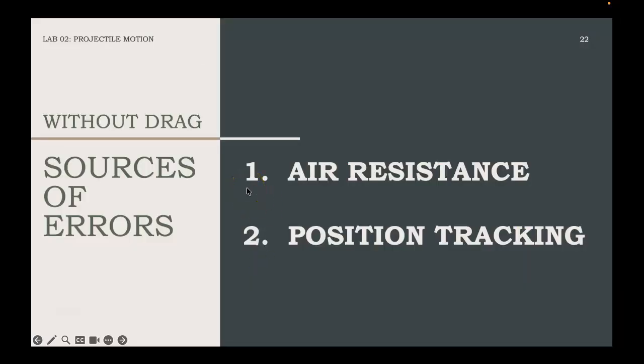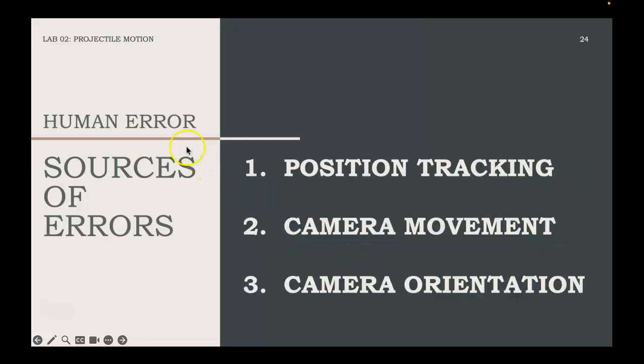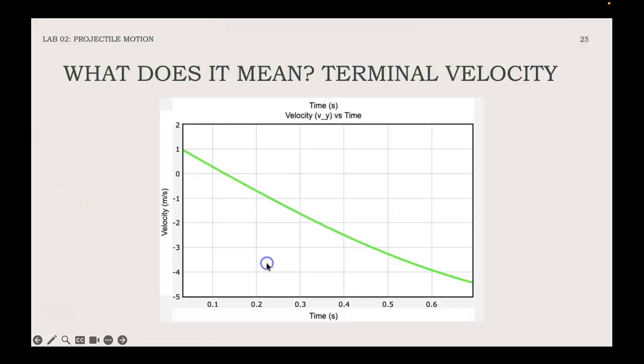So without drag, the sources of error would be air resistance and then position tracking, which is just human error in using the software. And then with drag, we also have the position tracking error as well as the experimental b, and due to the fact that we found it experimentally, there is some margin of error that could have affected our graphs. For human error, we also have camera movement and camera orientation, which could have impacted the data as well.